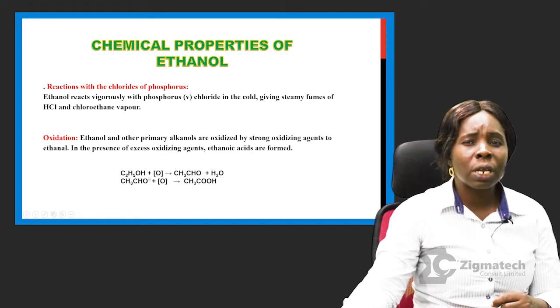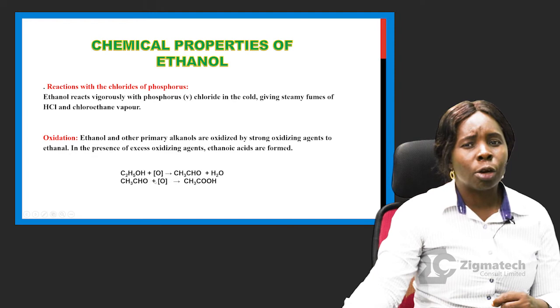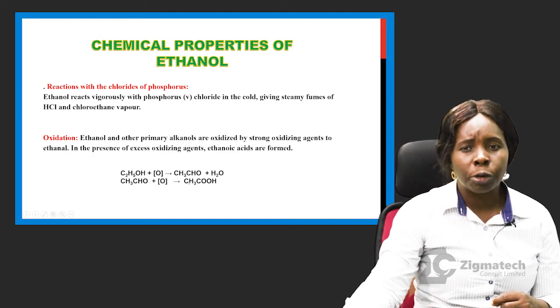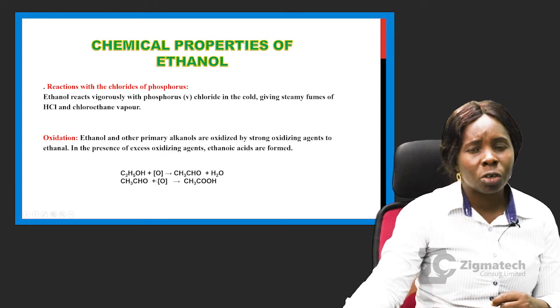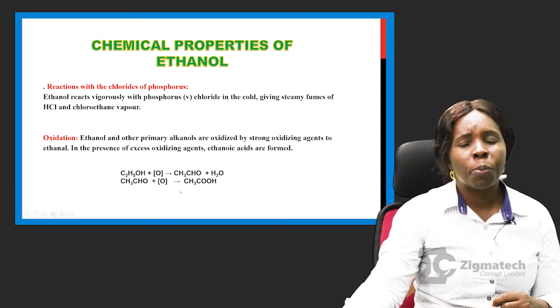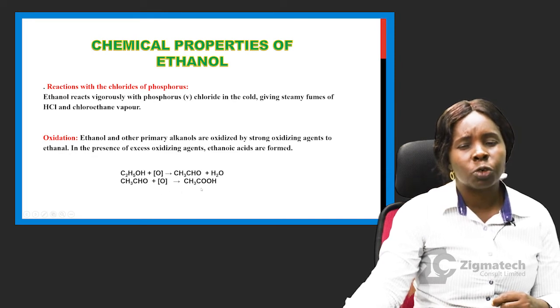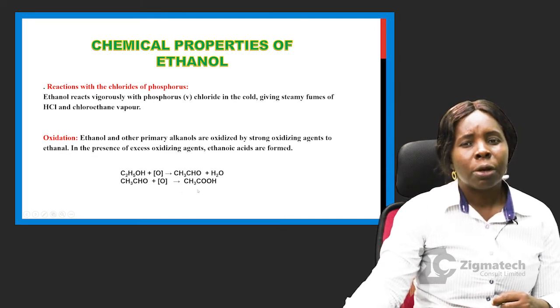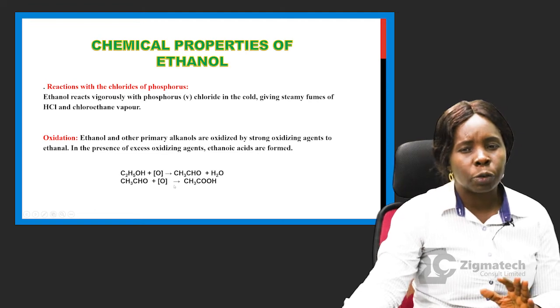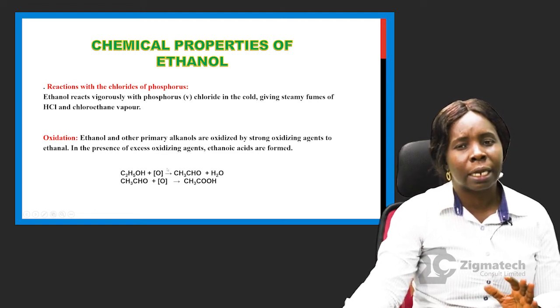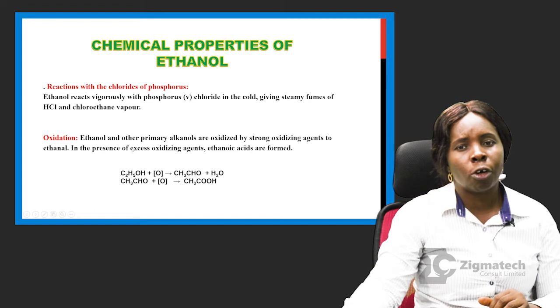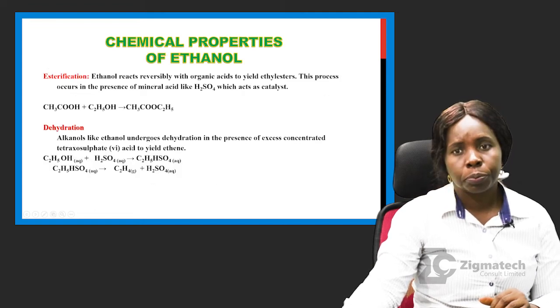Now, secondary alkanols are oxidized to alkanones. So if I have propan-2-ol, it will be oxidized to propan-2-one. Propan-2-ol is oxidized to propan-2-one. While tertiary alkanols are not oxidized at all. So that is for oxidation.